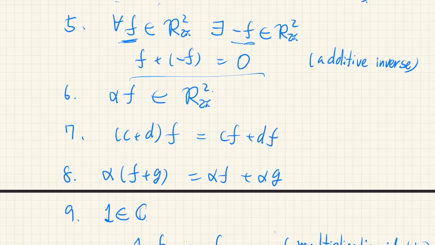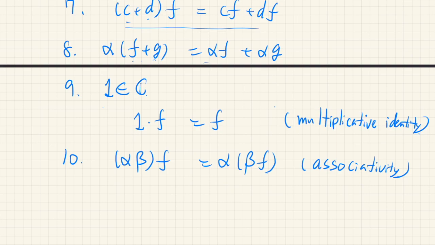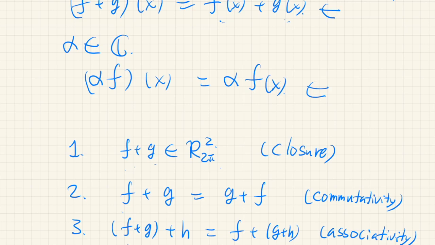And also, scalar multiplication satisfies this closure condition, and the distribution of addition of scalars, and distribution of addition of functions, and the existence of the multiplicative identity of the scalar, and the associativity of scalar multiplication. So these are pretty easy to show. So I don't prove all of them here, but only the first one, closure of addition. Let's do that.